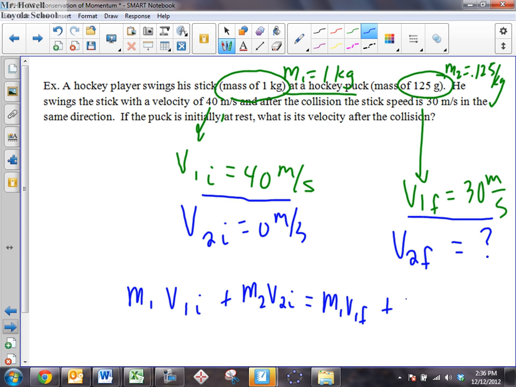Hold on. That doesn't make any sense. How much is that? Actually, it does make sense. The puck will go to 80 velocity.